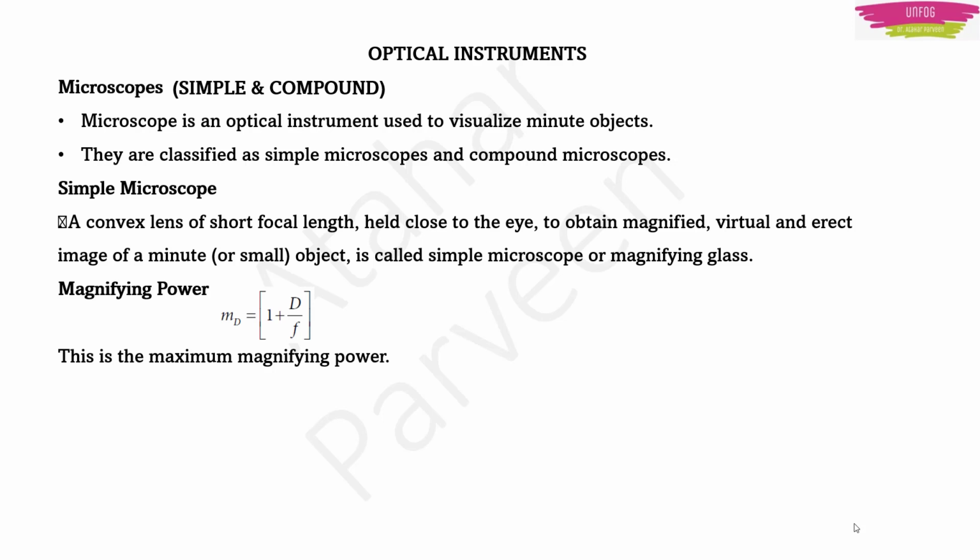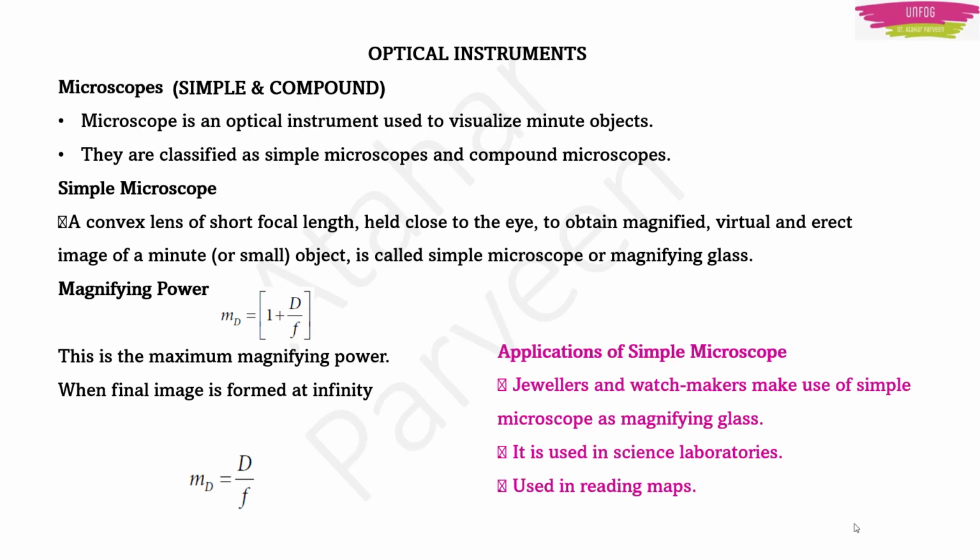Now what is the magnifying power of this simple microscope? It will be 1 plus D upon F, where F is the focal length of that convex lens and capital D is the least distance of distinct vision. When the final image is formed at infinity, the magnifying power is equal to D upon F. Now, what are the applications of a simple microscope? Jewelers and watchmakers make use of a simple microscope as a magnifying glass, and it is also used in science laboratories and for reading maps.